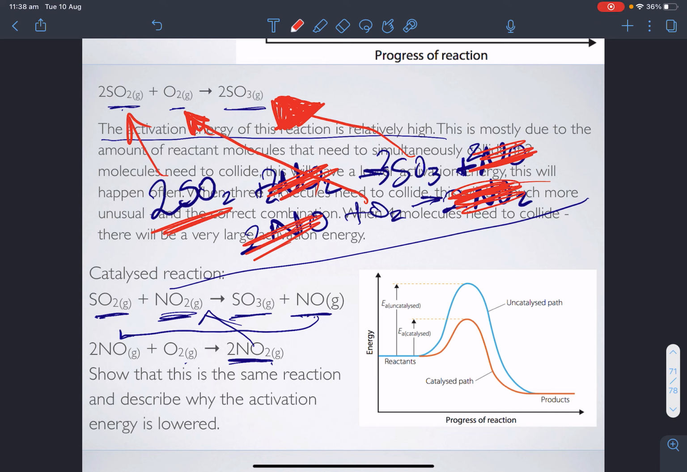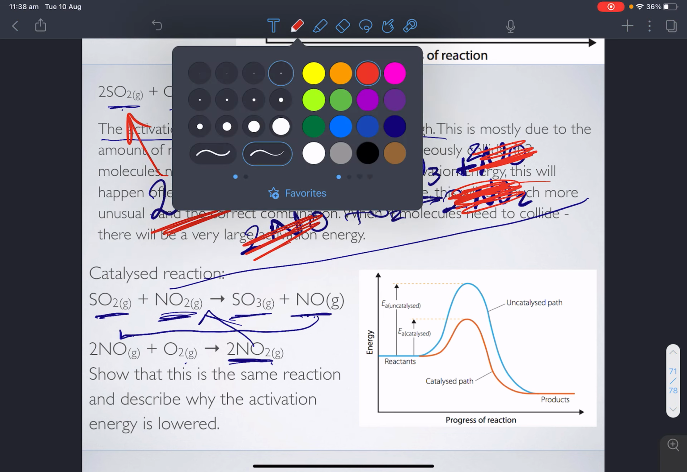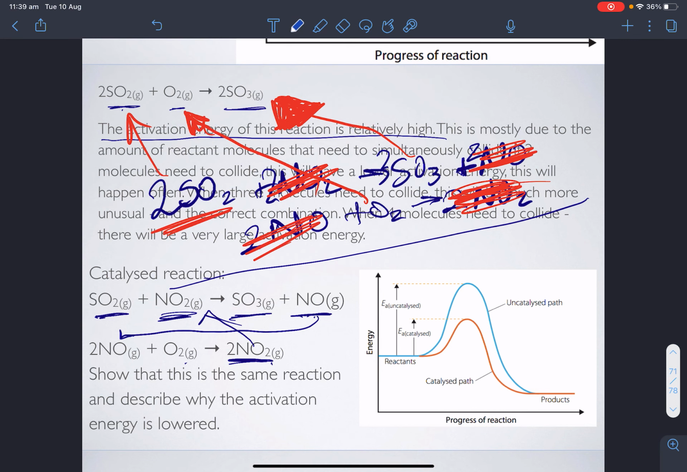So here, if we're just using our general energy profile graph on the bottom right, our uncatalyzed pathway is hard to do. It's a large activation energy because we've got to collide 3 gaseous molecules at the same time. But if we take this other pathway, it's got a lower activation energy because we've got 2 and then 3 molecules. It's 2 reactions, so we're going to have 2 humps, but don't worry about that too much. Let's just model it like that. It's going to have lower activation energy.